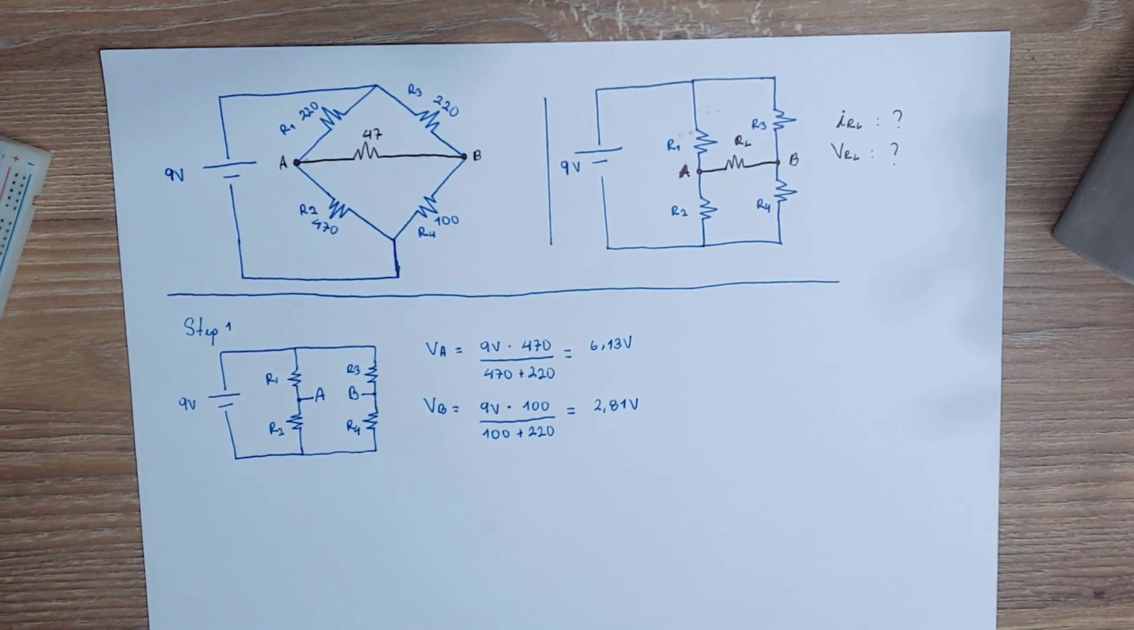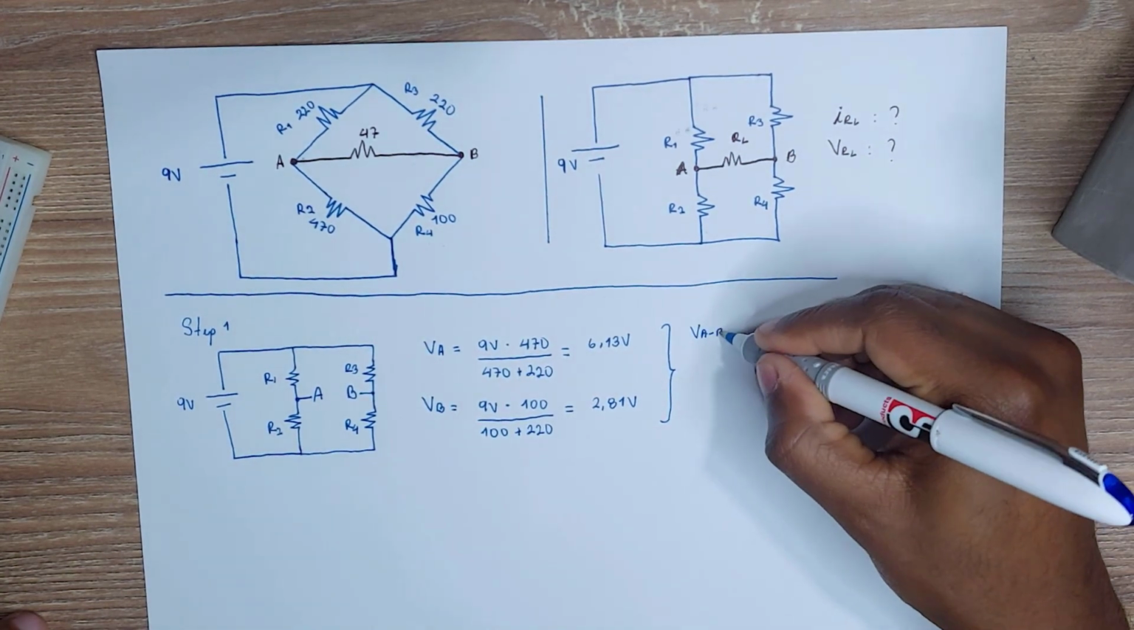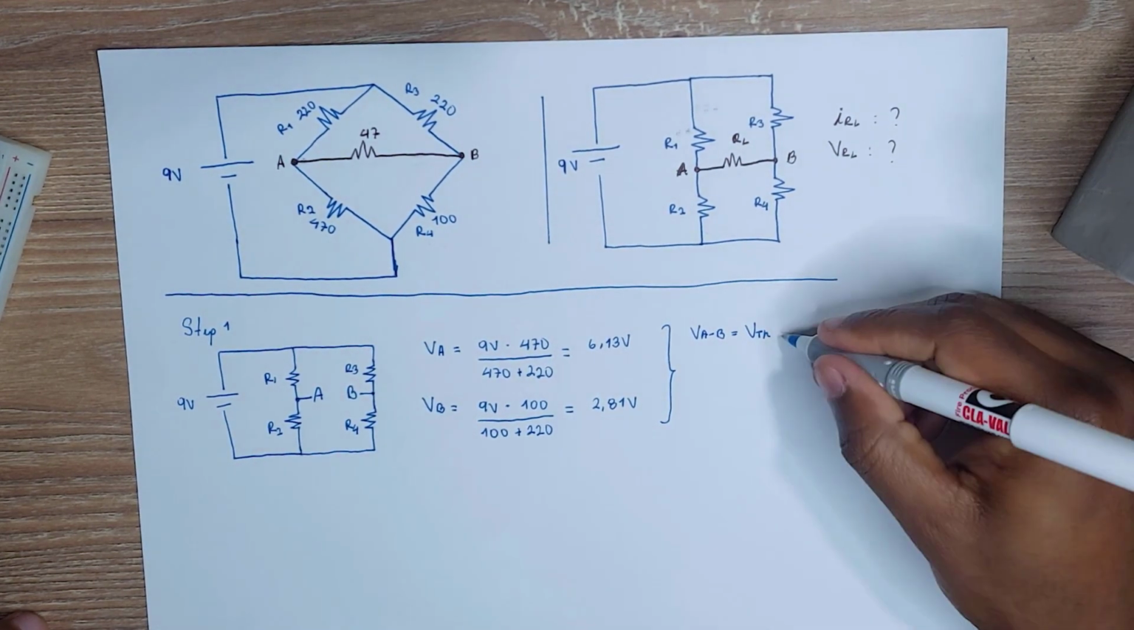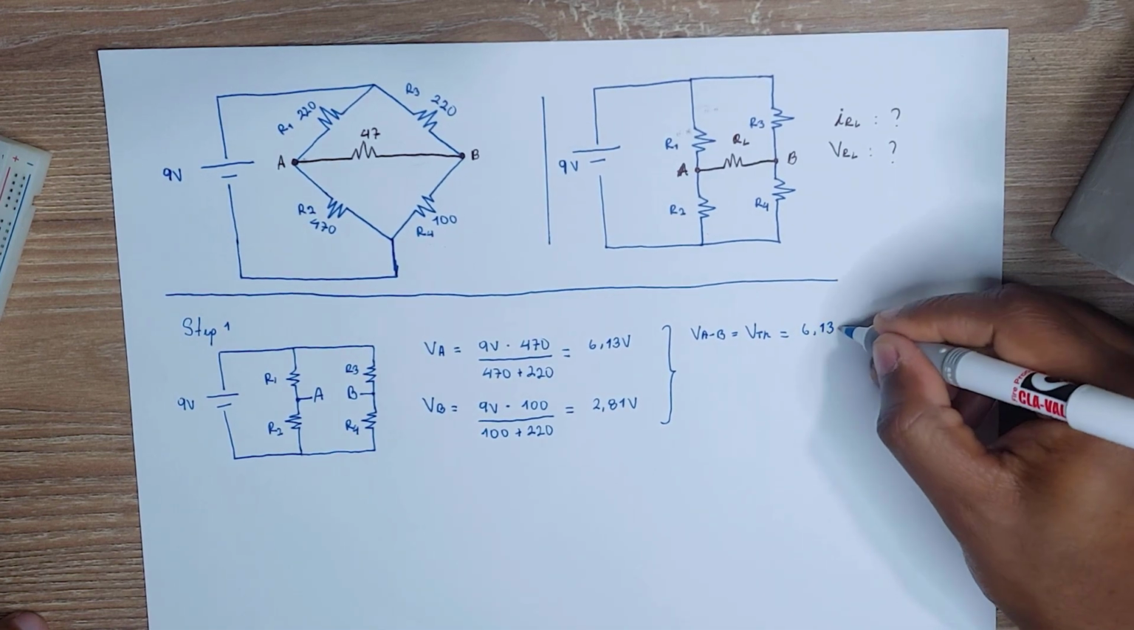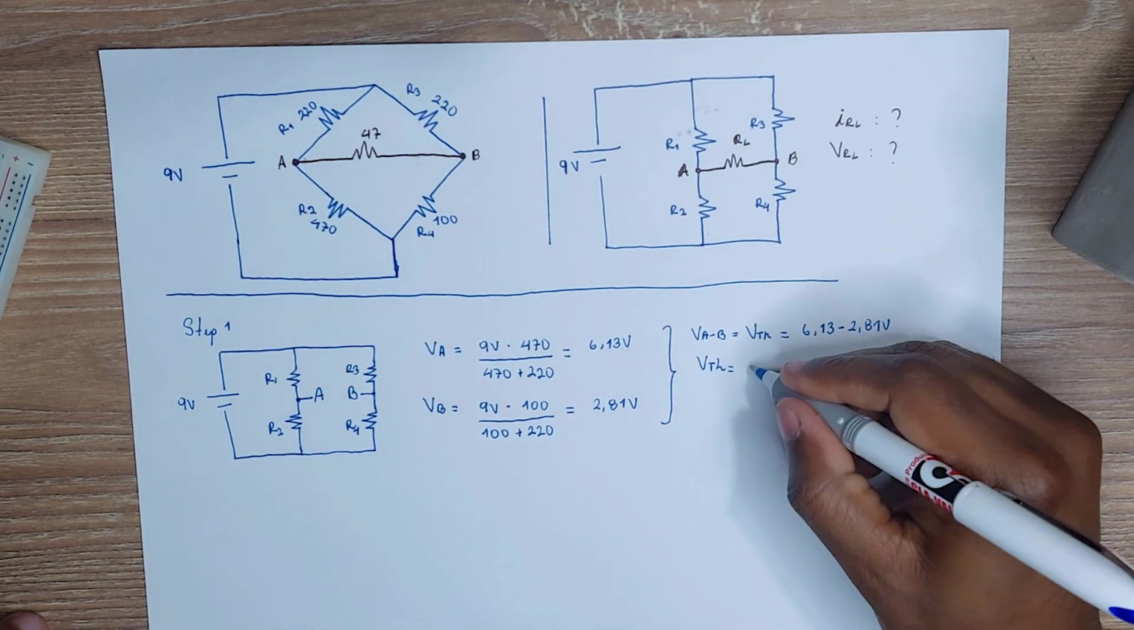Okay, so remember that the voltage is a difference between two points, so the voltage between A and B is equal to 3.32 volts, and this is our Thevenin's voltage.